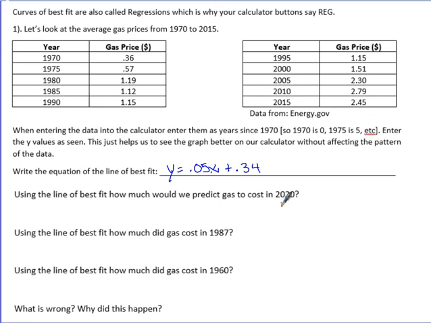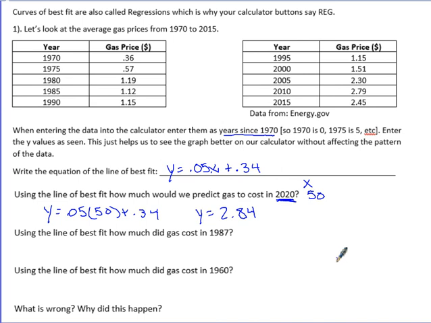All right, so the year 2020, my years are x values, but I'm not going to plug in 2020 because we used years since 1970. So 2020 is 50 years after 1970. So I'm going to plug in 50 for x in my equation. So y equals 0.05 times 50 plus 0.34. All right, so our best estimate for the cost of gas in 2020 is $2.84.